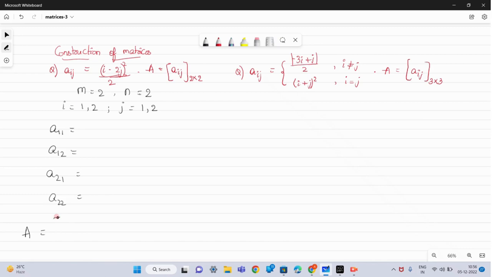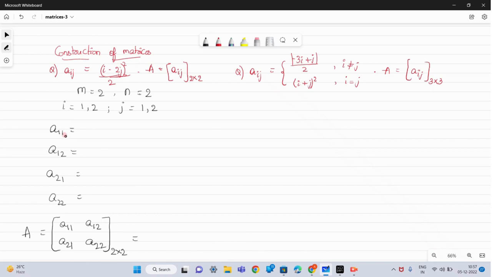A will be a11, a12, first row, first column, first row, second column. Similarly, second row, first column, second row, second column. This will be the matrix. So we need to find all these 4 elements. So let's do this. a11. It's nothing complicated. Just substitute the i and j values in this equation.